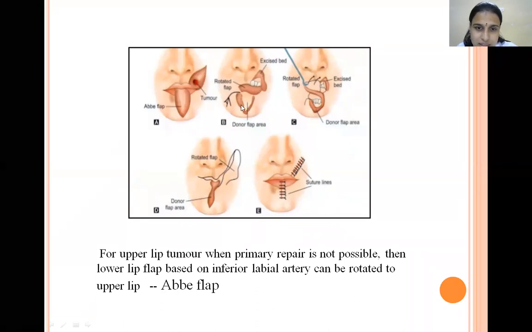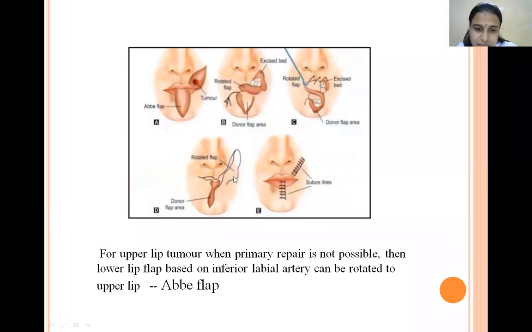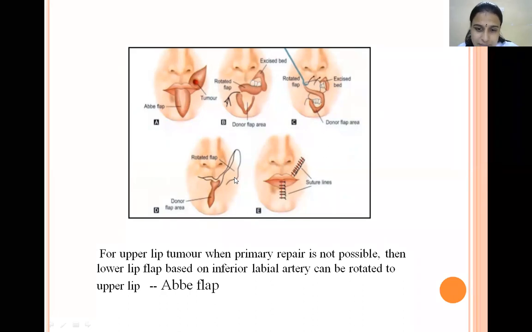So the excised bed, here this lower lip flap, which is based on the inferior labial artery, is rotated onto the excised area. The most common, here the defect should not be at the angles. It can be anywhere along the lip, not at the angles. Once this flap is rotated onto the defect, you have the base of the rotated flap that has to be excised later on as a second surgery. So this is Abbe's flap.